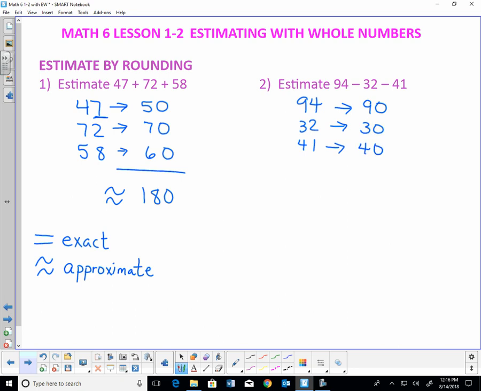So if I'm going to subtract these, 9 minus 3 is 6, 6 minus 4 is 2. Okay, so I could do 90 minus 30 first and get approximately 60, and then take 60 and subtract 40 from that, and I get approximately 20. Or I could think to myself, 9 minus 3 is 6, 6 minus 4 is 2. The answer here is approximately 20.